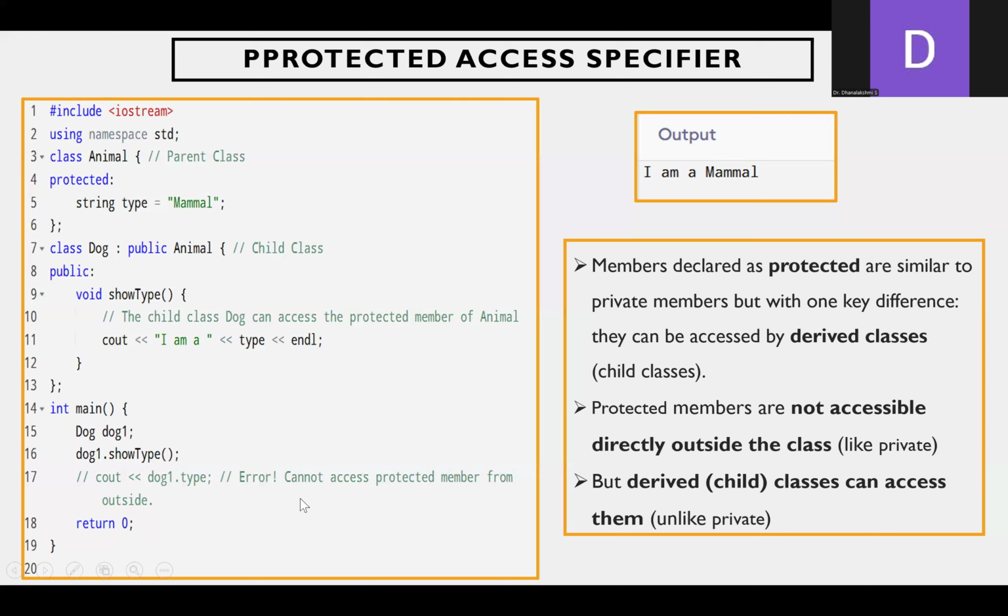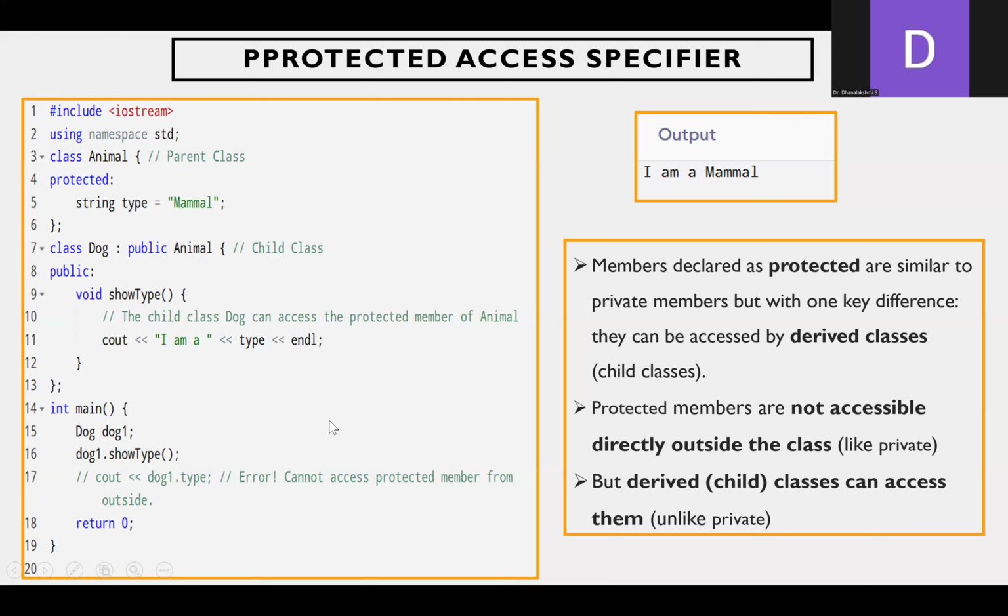So this shows that the protected members are accessible inside the derived class. Coming to the main function, we have created an object named dog1 of type dog. Then we call dog1.showType. This will execute the function and print I'm a mammal. If we directly try to access the protected member, like dog1.type, it leads to an error.